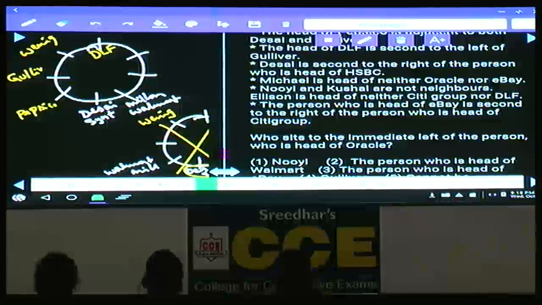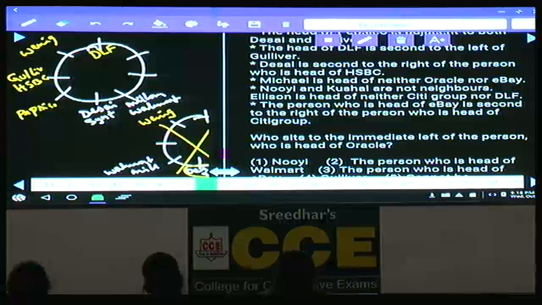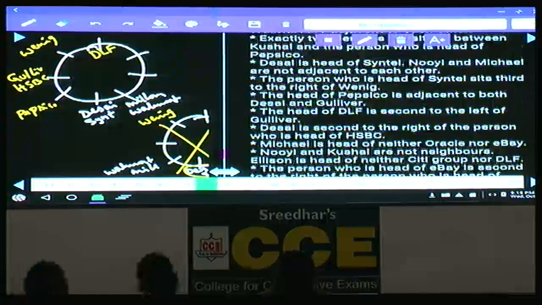Done? Now as of now, Walmart, Sintel, PepsiCo, Gulliver, Winning, and DLF were done. And next one, Michael is the head of, Desai is seated second to the right of the person who is the head of HSBC. Now Desai is seated second to the right, and this HSBC must be Gulliver, isn't it? Gulliver must be HSBC. And this is the information we have.